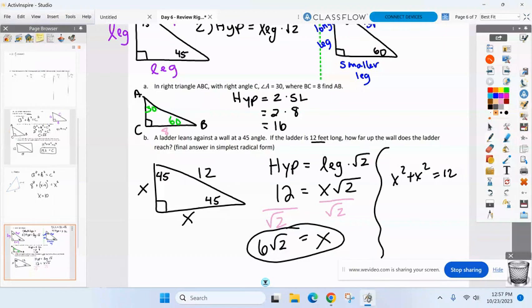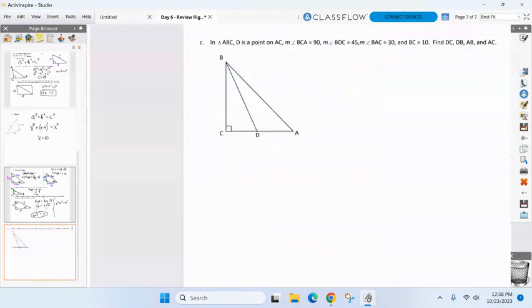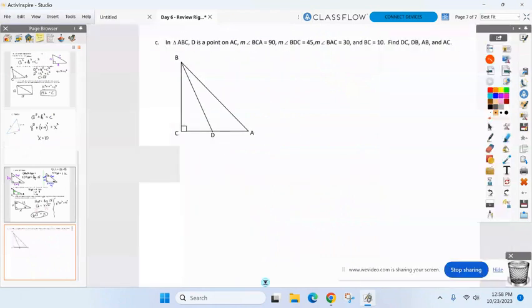And now you just go to your solver. And you can do it that way too. All right, so just a heads up there. All right, something to think about with the 45, 45. And then what do I got? One more? Oh boy, buckle up.